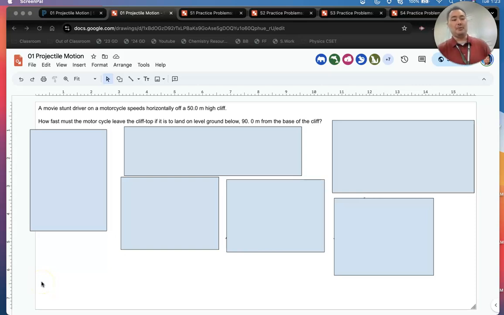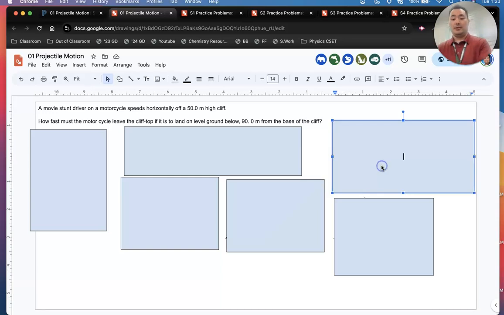Okay, so a movie stunt driver on a motorcycle speeds off horizontally on a 50.0 meter high cliff. How fast must the motorcycle leave the cliff top if it is to land on the level ground below 90 meters from the base of the cliff? So the first step to solving these problems is to draw a picture.